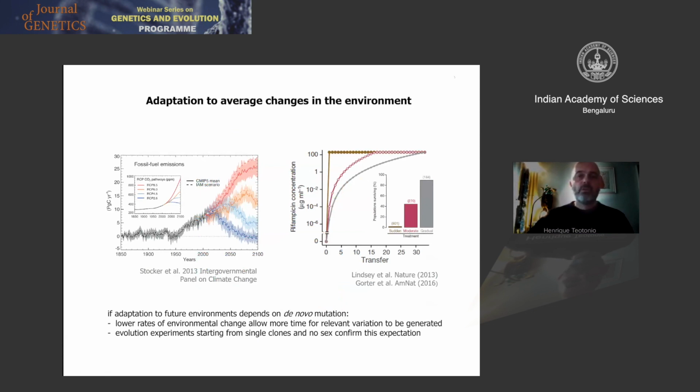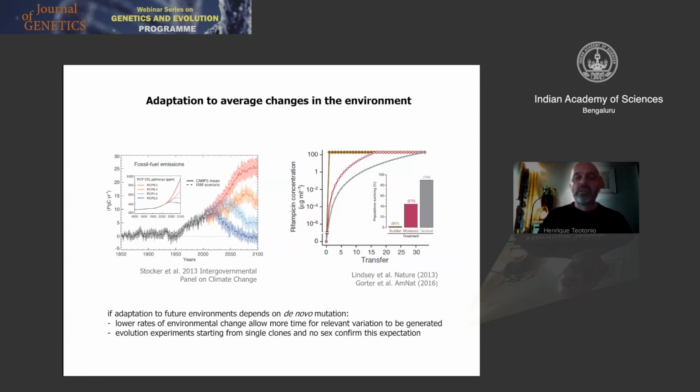So the first story that I want to talk about is about adaptation to average changes in the environment. If adaptation to a future environment depends on de novo mutation, then it's intuitive to think that lower rates of environmental change will allow more time for the relevant variation to be generated. And indeed, several evolution experiments, starting from single clones and with no sex during the experiments, confirm this expectation. So, for example, over here on the right plot, I'm showing increased antibiotic concentrations during evolution of bacteria. You'll see that gradual, slower environmental changes allowed the survival of a higher number of populations than a sudden change in the antibiotic.